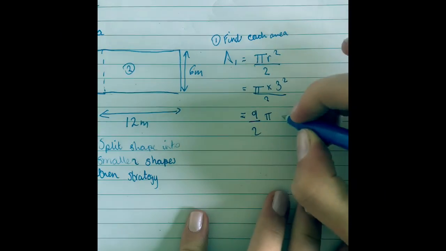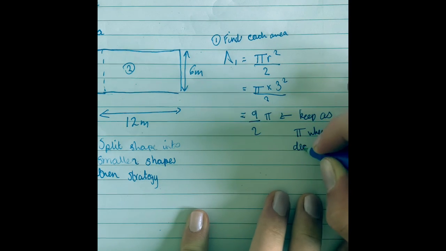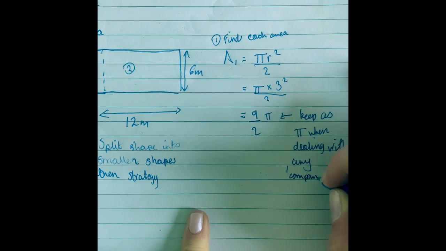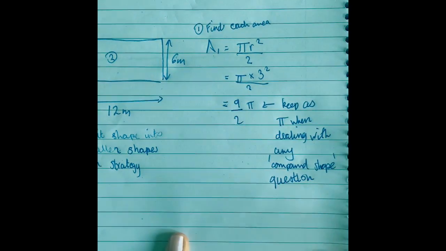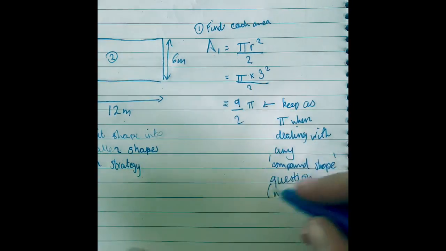Why am I doing that? Well, when you're doing any compound shape, it's best to keep things as accurate as possible. And I think that if you keep your answer in terms of pi until the very end, then you're going to have the most accurate answer possible. And as you can see, I've forgotten to put in my unit of measurement. I will go back and do that a little bit later on.